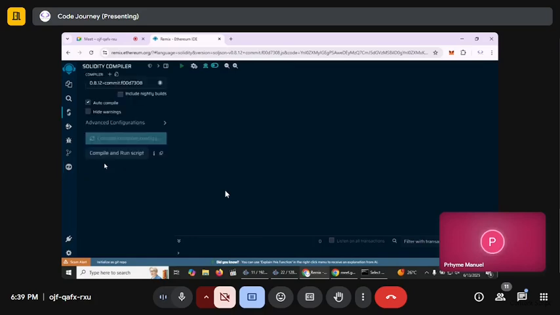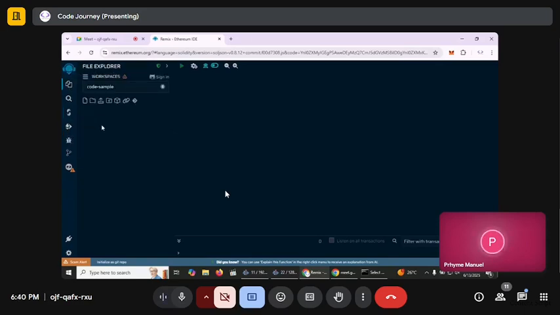The major ones that we'll be using, most of these tabs are going to be very important, but we shall focus on this and this and that. These others we shall use a little bit later. The ones that we'll be focusing on are the file explorer, the compiler, and the deploy and run transactions tab. So the very first one, the file explorer, is just where your files are always going to be.